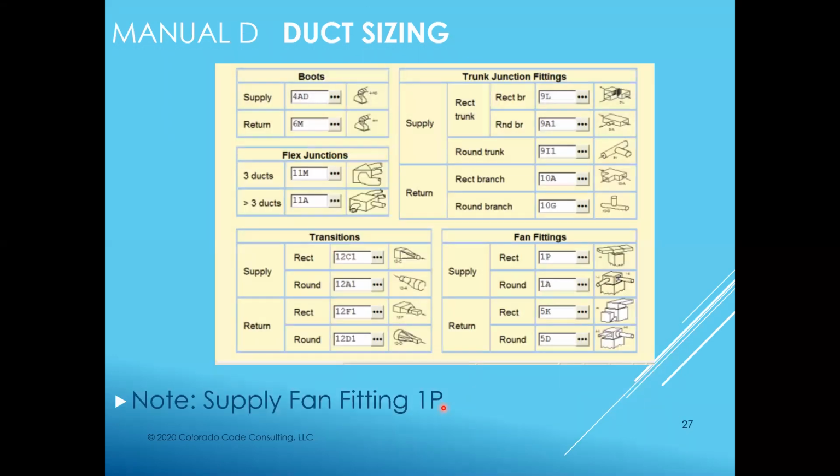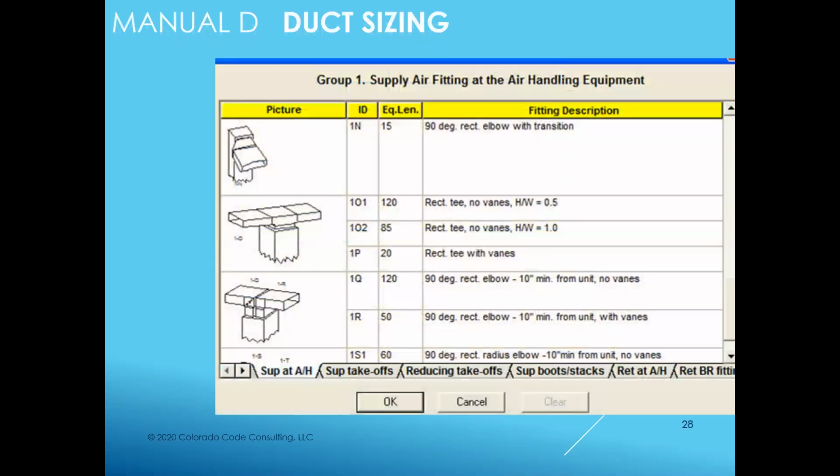How about fan fitting 1P? Fan fitting 1P. Well, what does that look like? Does that look like a forced air furnace, a supply, maybe a trunk line going either direction? Does that look typical? This is where everybody's going, yeah, that looks something. So let's see what it is. 1P, it's only 20 feet long. From here to here, the air only thinks it's 20 feet long.